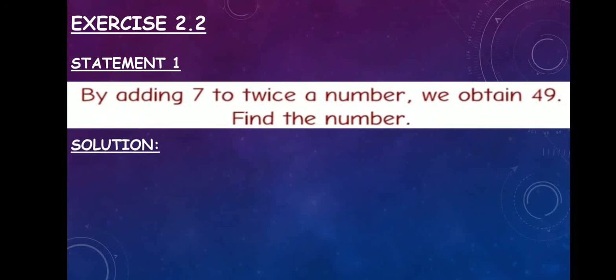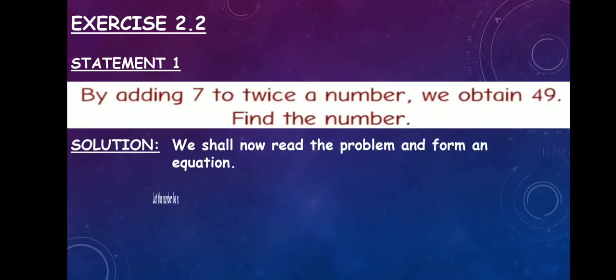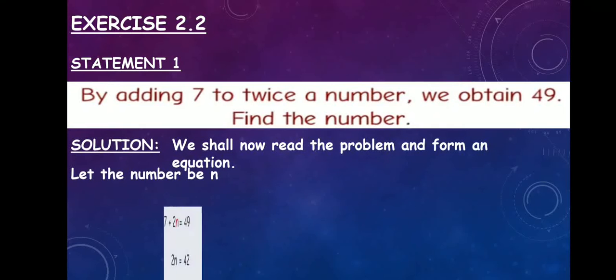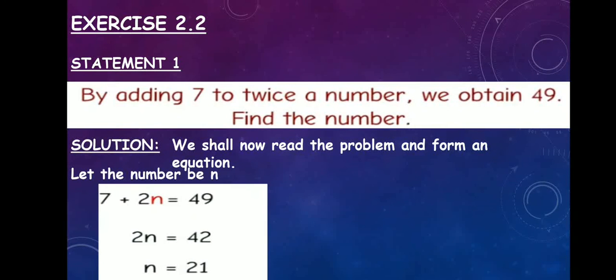For this solution, first of all, according to the statement, 7 plus twice a number, let the number be x or n. That means 7 plus 2n is equal to 49. That means 2n is equal to 42. And n is equal to 21 divided by 2. So, the number which we were looking for, that is 21. I hope this sum is clear to you all. Let's proceed to the next word problem.